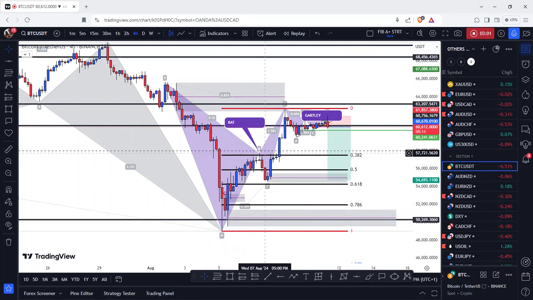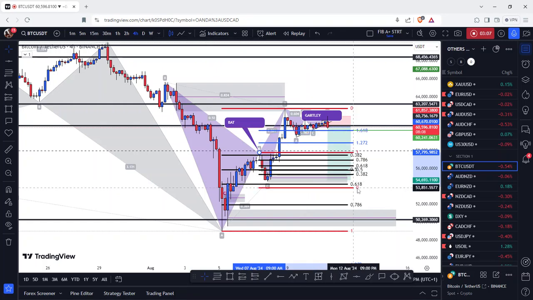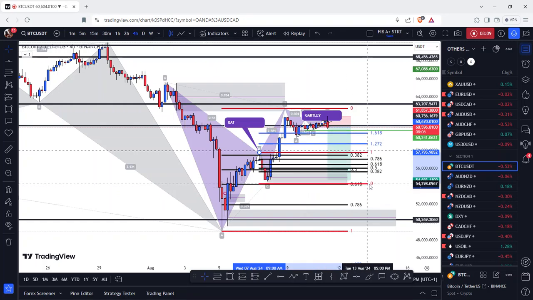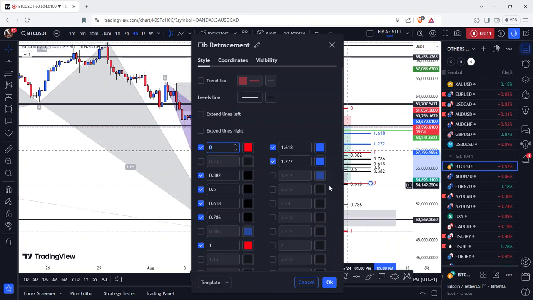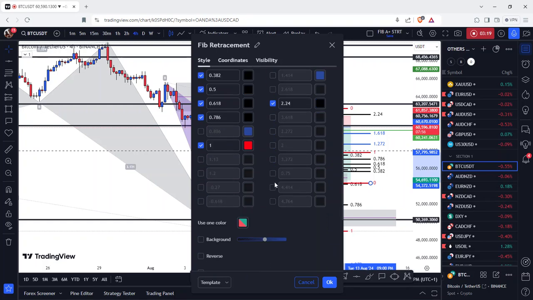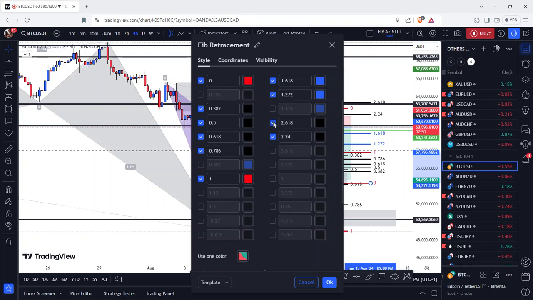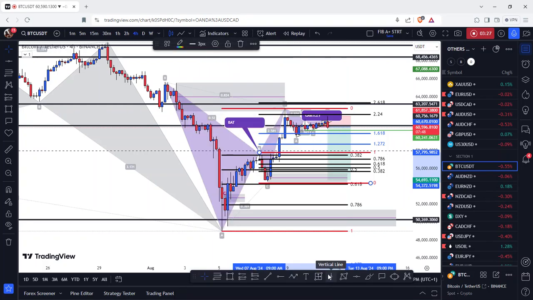So we're looking at the measurement of B to C of the D leg, which is the potential reversal zone. We are looking at 2.24, and we're looking at 2.0 measurement, 2.24 and 2.618. 2.618 on there. So we're looking at a bat pattern.